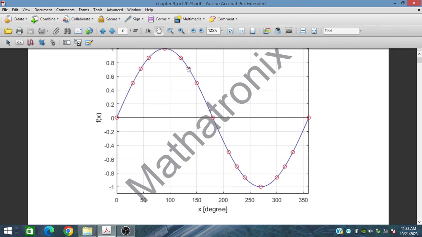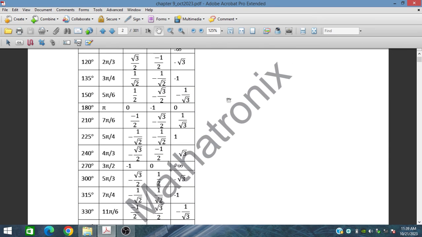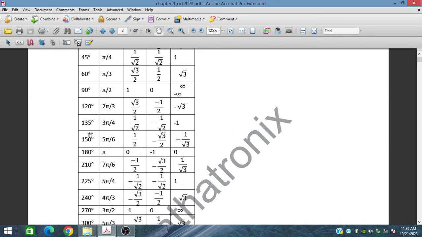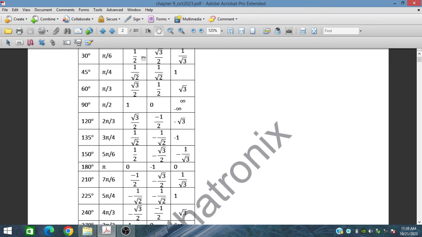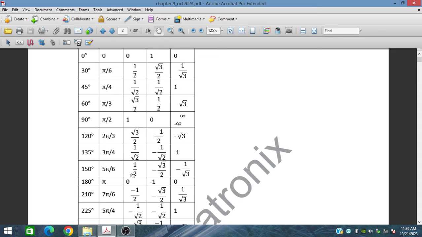This is 135 degree, this is 150 degree. At 150 degree we have value half, 0.5, which is 1 over 2. Similarly, at 180 degree we have 0. We can see it from here. At 150 we have 1 over 2. At 30 degree we have 1 over 2. At 180 we have 0.